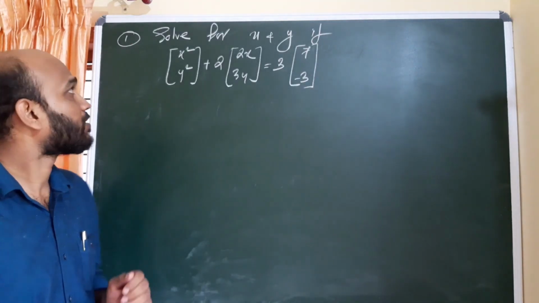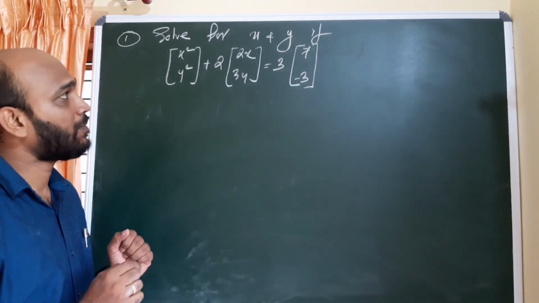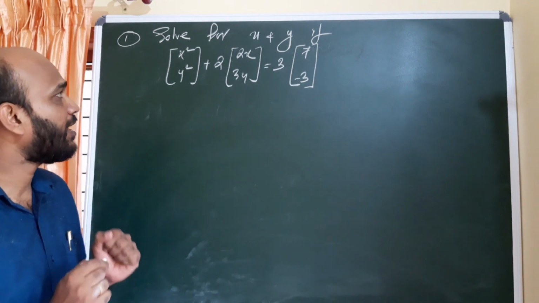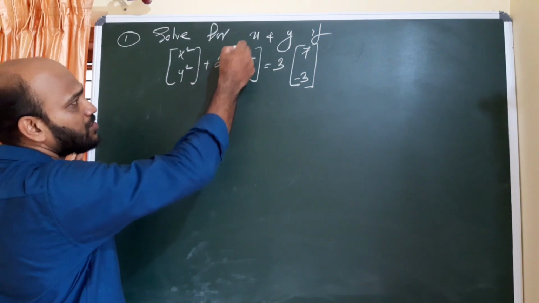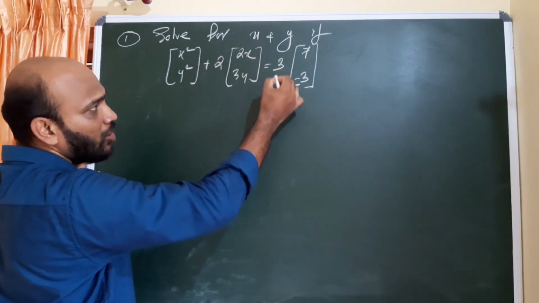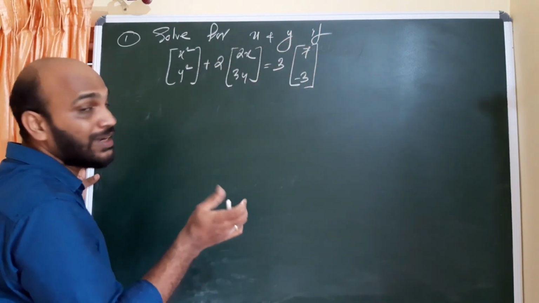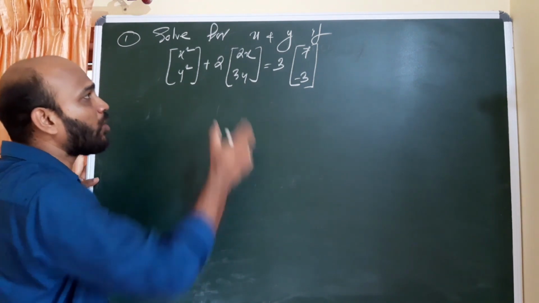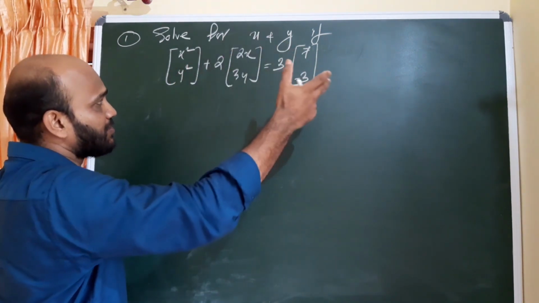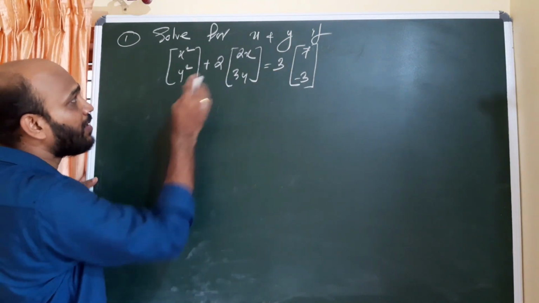Consider first question. Solve for x and y. Let me try to find the value of x and y if matrix [x², y²] plus 2 times the matrix [2x, 3y] equal to 3 times the matrix [7, -3]. So this matrix equation you have to solve for x and y. You have to equate left hand side and right hand side. First we can simplify left hand side.